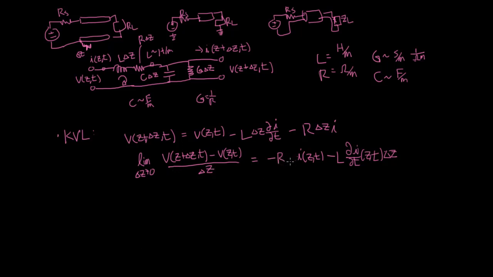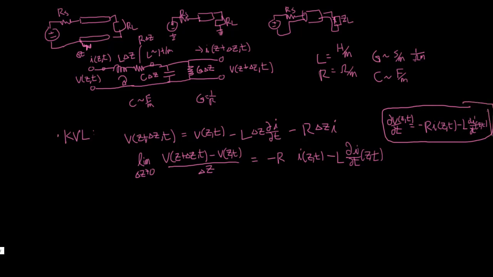So we're going to divide that over, so we can forget u, and then take the limit of delta z going to 0, which gives us the definition of the derivative, and that gives us our first equation, where we have dv/dt, and again v is a function of both z and t, is going to be equal to minus R i(z,t) minus L di/dt, and again this is a function of z, t. So this is your first transmission line equation.